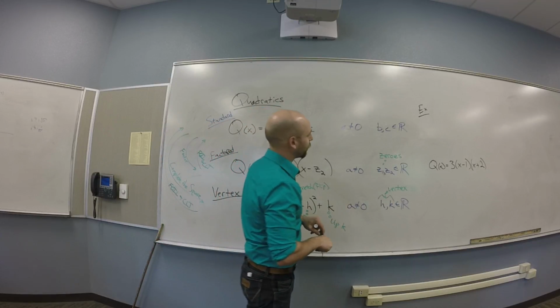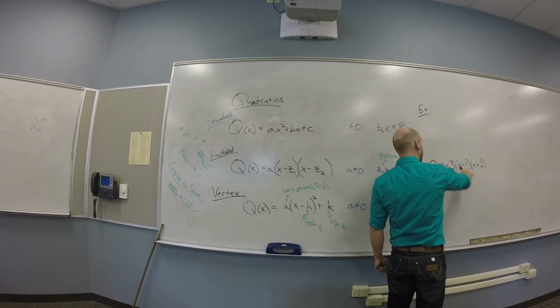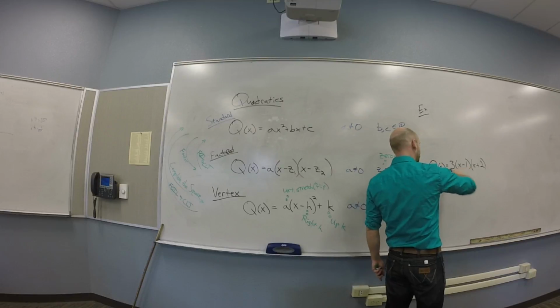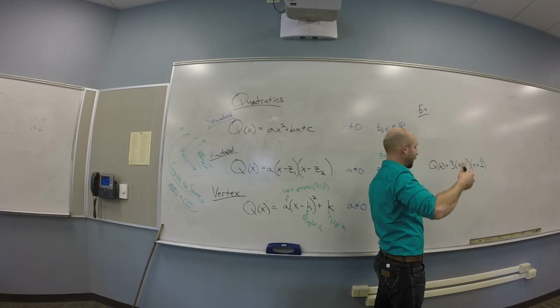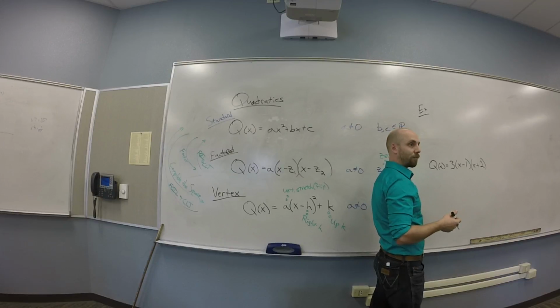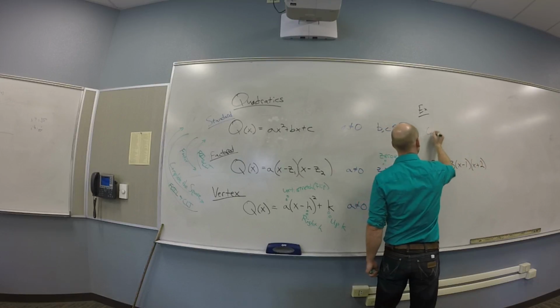Oh, maybe I should give you examples for all these things. Let's do an example. Let's see if we can figure out how to get q of x is 3 times x minus 1 times x plus 2. Can I get that into standard form? Yes. Okay, how do you do it? FOIL and combine like terms. So what do you get?